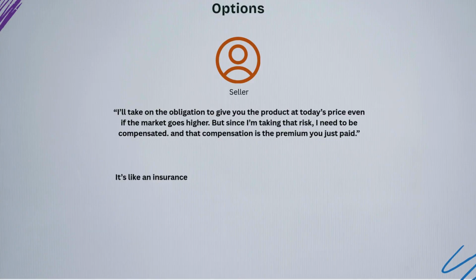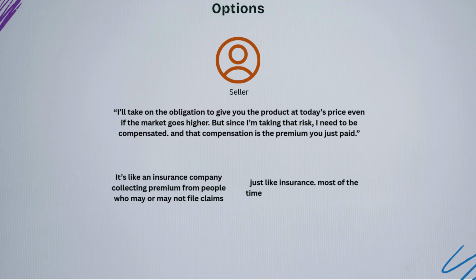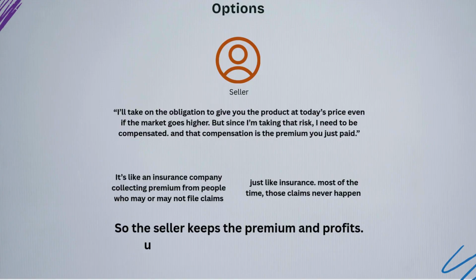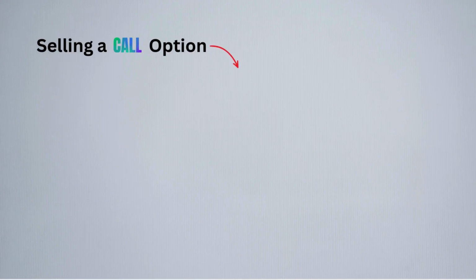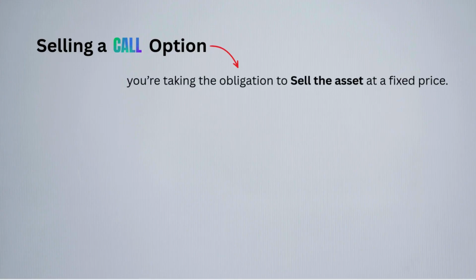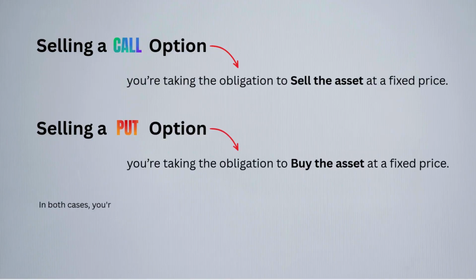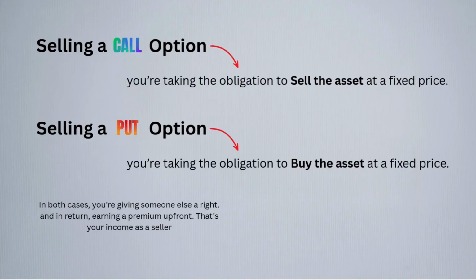It's like an insurance company collecting premium from people who may or may not file claims. And just like insurance, most of the time those claims never happen. So the seller keeps the premium and profits unless something unusual occurs. In the stock market, when you sell a call option, you're taking the obligation to sell the asset at a fixed price. When you sell a put option, you're taking the obligation to buy it at a fixed price. In both cases, you're giving someone else a right, and in return, earning a premium up front. That's your income as a seller.